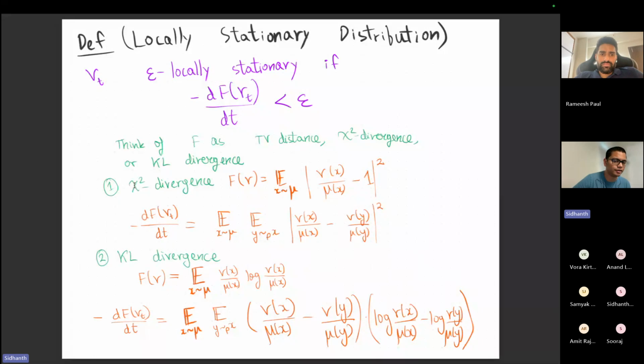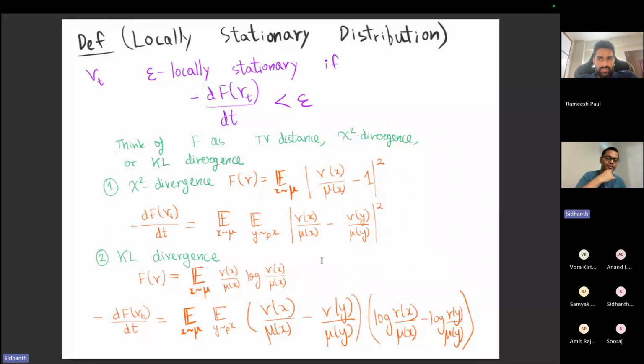So when you have the chi-square divergence, the derivative actually ends up having a pretty nice form. Let me unwrap what this form is for you. You choose a random x according to the true stationary distribution mu, and you choose a y which is a neighbor of x. Now it's saying that the average square of nu of x divided by mu of x minus nu of y divided by mu of y is small. That's what it means for the derivative of the chi-square divergence to be small.